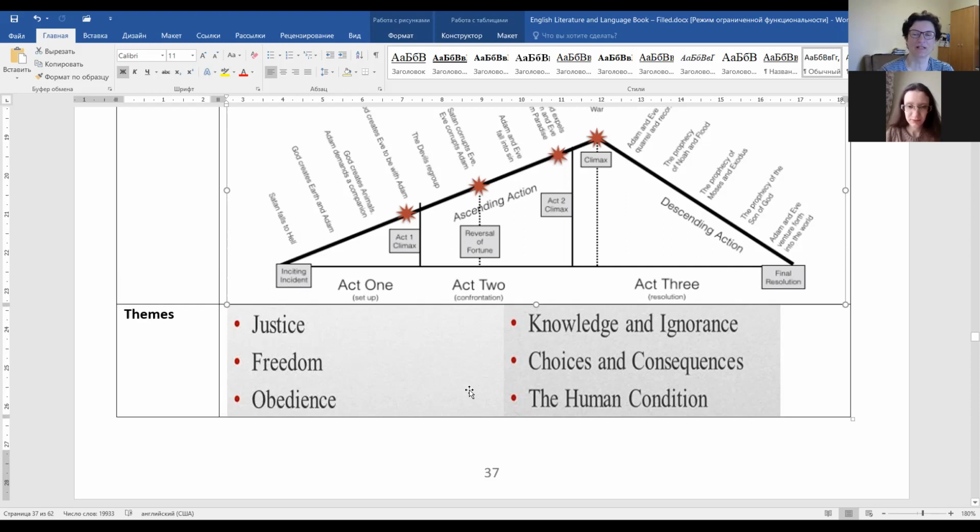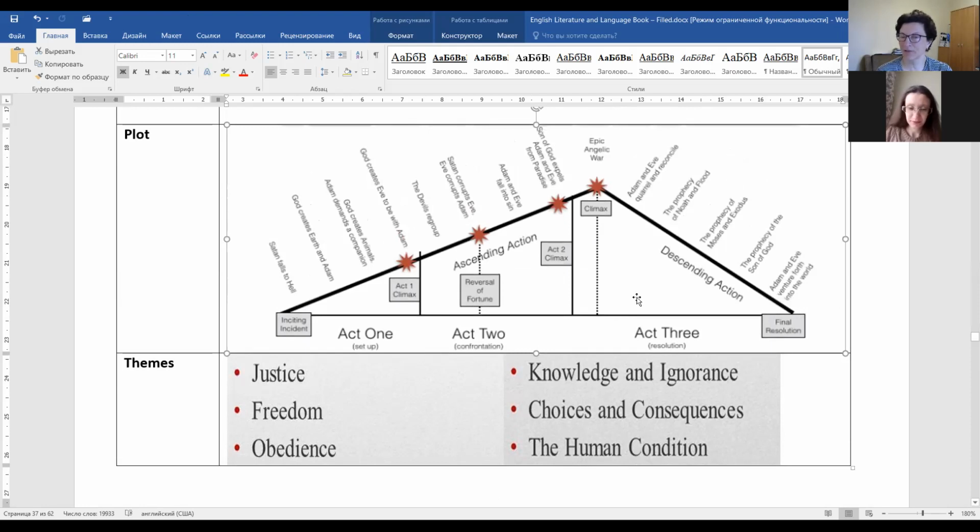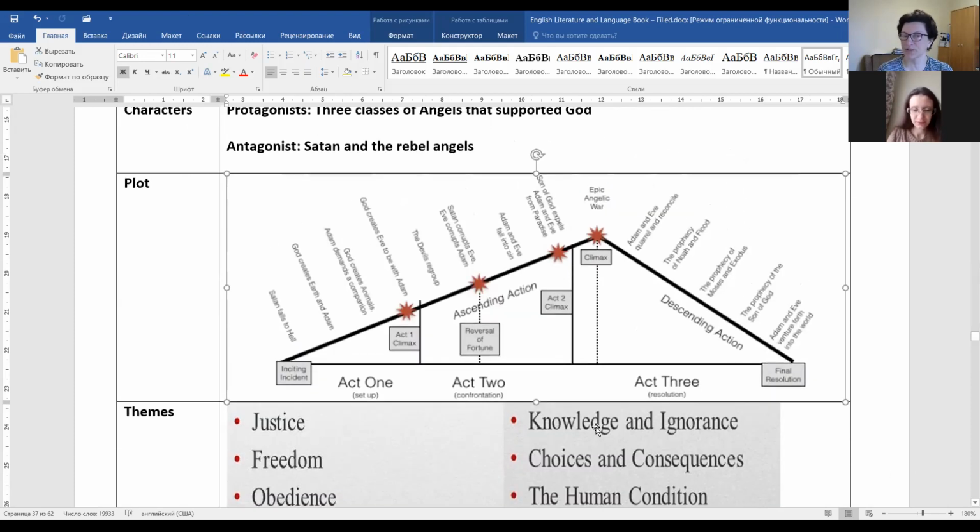And finally, the human condition. At the end of the story, Michael shows a vision where Adam can see the future of humans, and we see that humans will be saved. We see that the human condition is greatly a consequence of what happened, but what will happen is also a matter of your choices. If you have knowledge and your choices are good, probably you will survive and the condition will not be that bad.